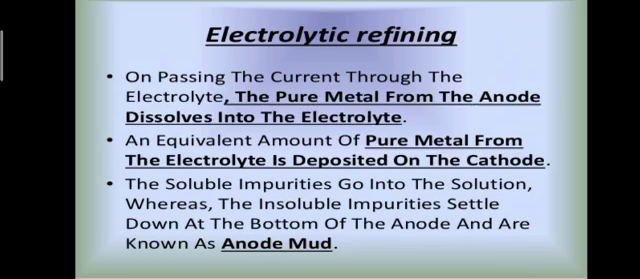The impurities, that is silver, gold and platinum, along with copper oxide in the anode, settle down at the bottom and are removed as anode mud. The pure copper is present at the cathode, while the impurities are present at the anode and are removed as anode mud. The copper obtained by this method is 99.9% pure. The pure copper is present at the cathode.